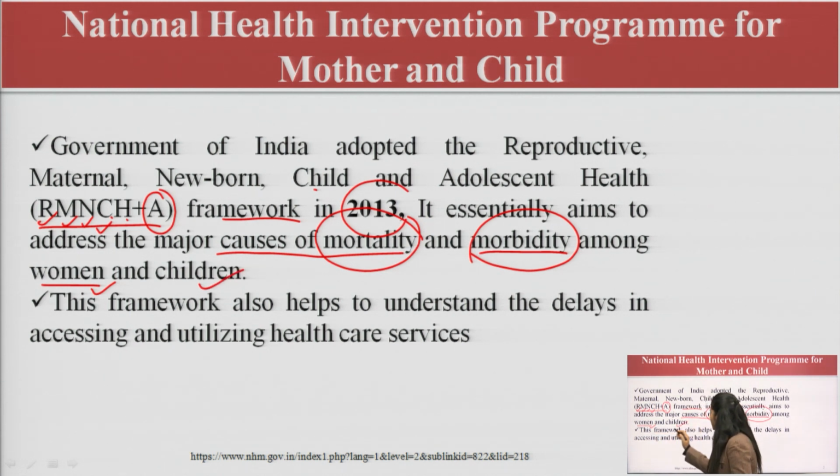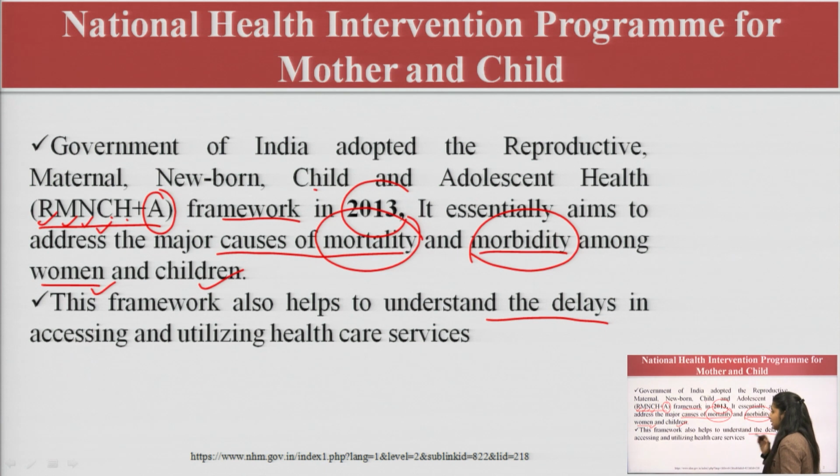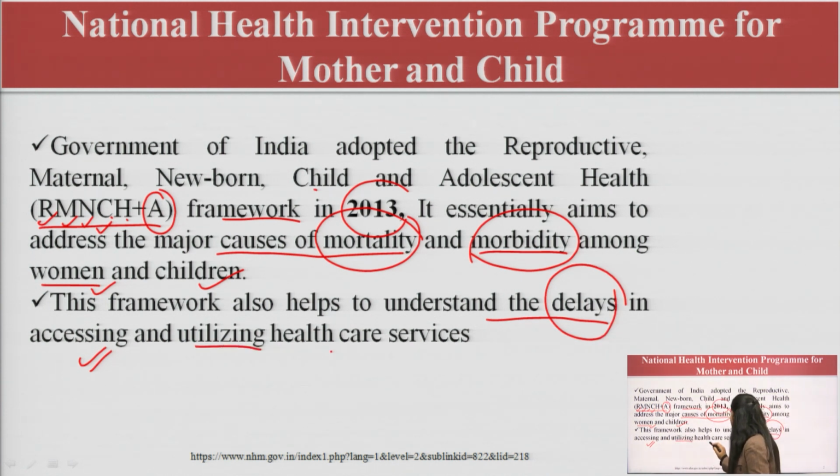Now, this framework also helps to understand the delays in accessing. When we are monitoring the data, we see why women and children are not getting the proper facility, and this is causing morbidity or mortality in these age groups. By this, we get to understand where the delay is in accessing and utilizing the healthcare services, either at the primary healthcare center or secondary or tertiary. So, by all of this, we will get to know where the problem is and how to correct it.